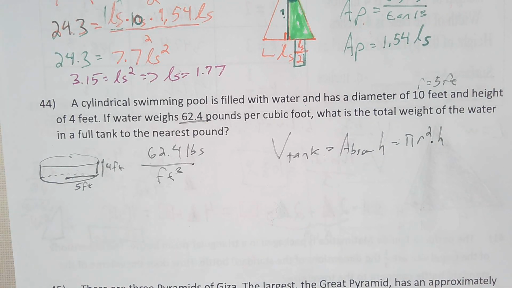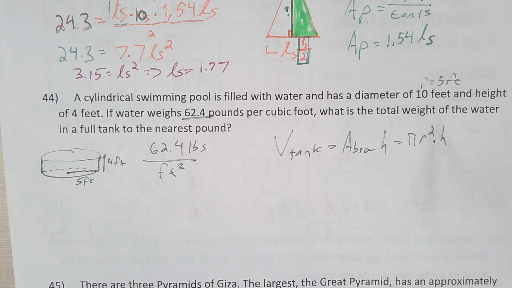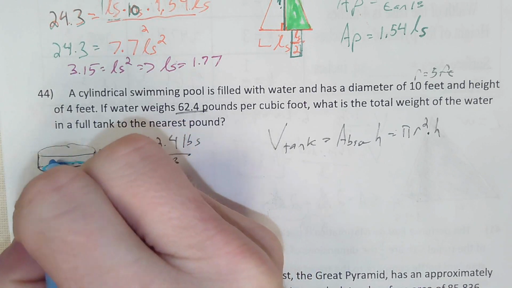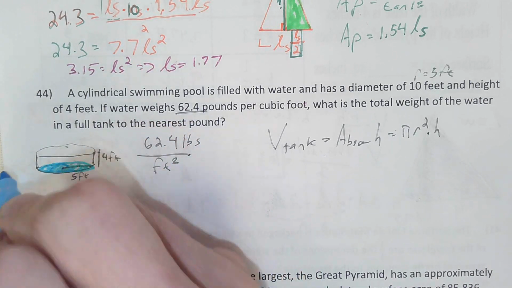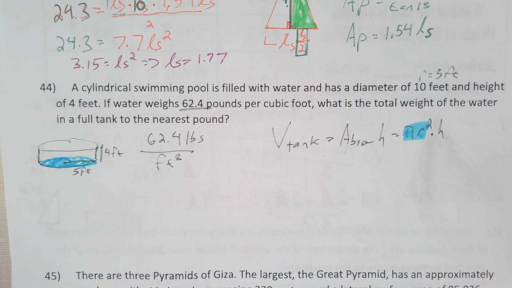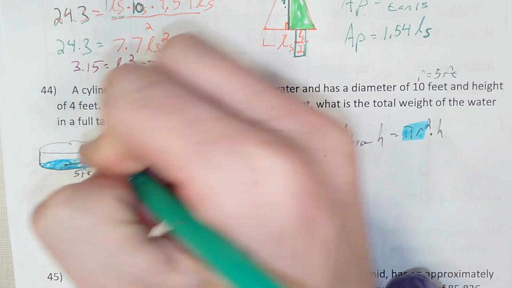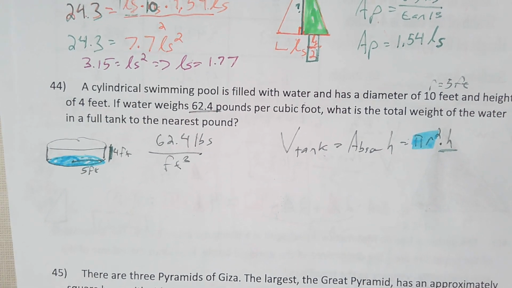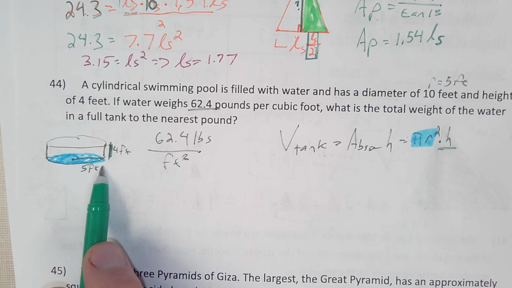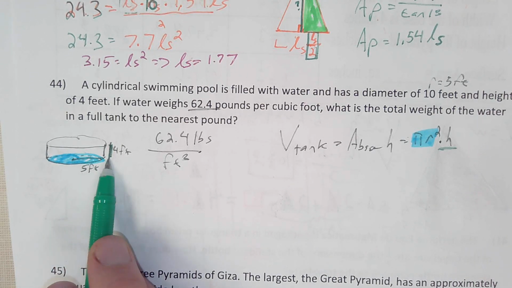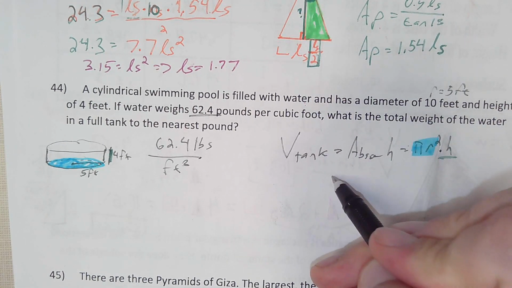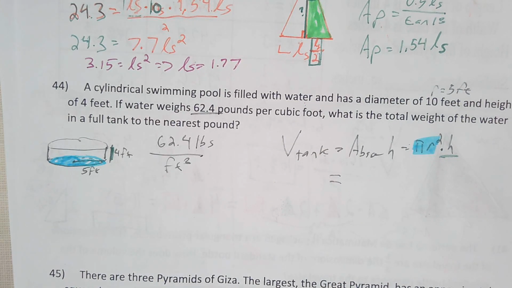Okay, so this circle right here is our pi r squared, right? And our height is this green part right here. Okay, this is our area, and this is our linear height. So this is going to be in feet squared times height. It's going to give us feet cubed. All right, so this is going to be equal to, the blue pen.